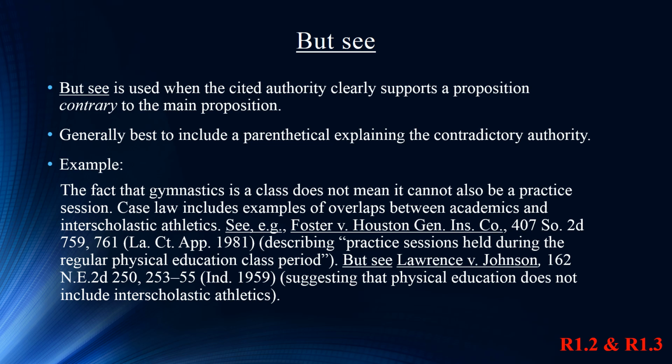The writer first makes it a point that physical activity like gymnastics can be both a school class and a practice. The writer then cites to the Foster case as an example of an authority that agrees with this proposition. The writer then includes a but see signal and then a citation to the Lawrence case, explaining to the reader that Lawrence supports a proposition contrary to that in Foster. Notice here that the writer started a new citation sentence and capitalized but see.